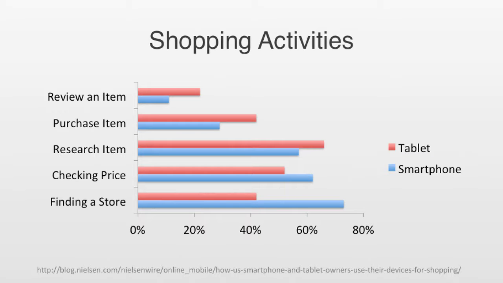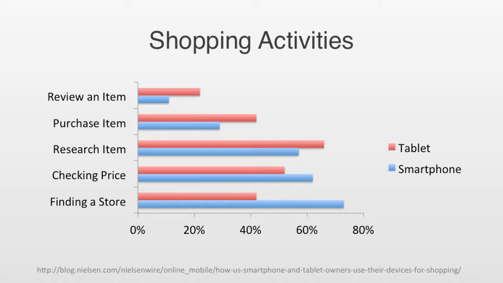So let's take a look at shopping activities. So here we have reviewing an item, purchasing an item, researching the item, checking the price, and finding the store. And this goes back to our theory. If you'll notice, tablet is much higher on reviewing items and purchasing items because it's just easier to punch in your credit card and see it all there than it is on a smartphone and a smaller screen, as well as researching the items. Tablets also a higher percentage.